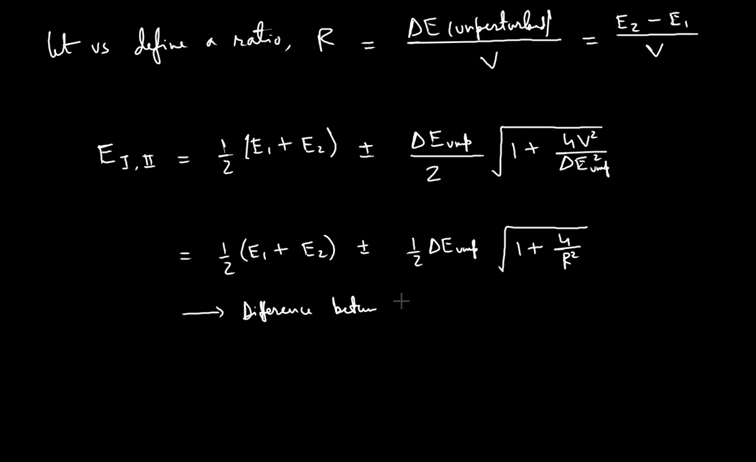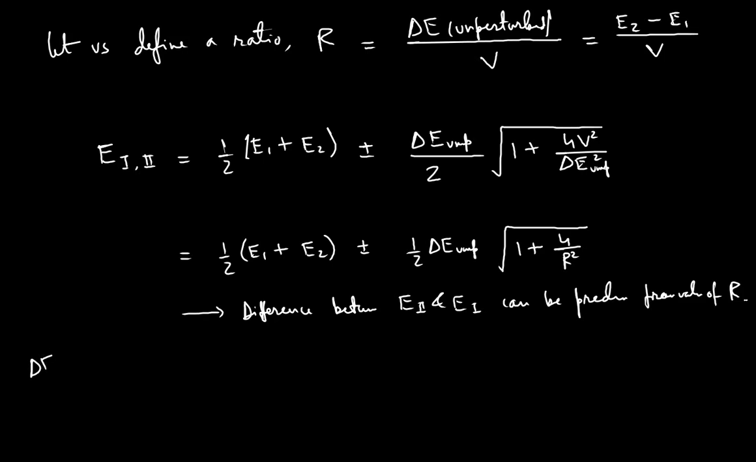Between this E1, E2 and E1 can be predicted from the value of r. Okay, now let us consider this case.